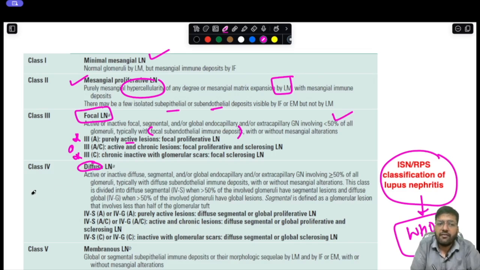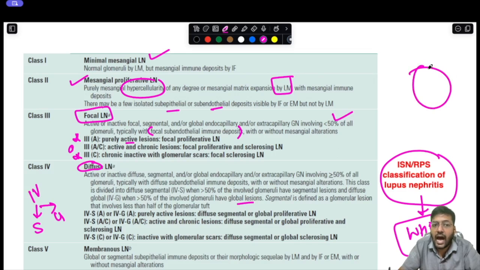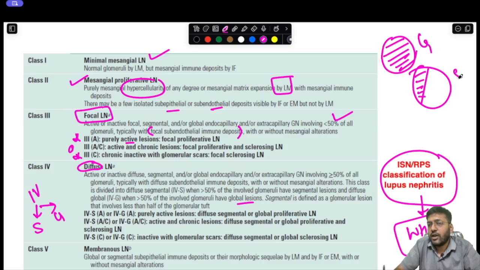Diffuse lupus nephritis, that is class 4, is again subdivided into segmental as well as global. Diffuse segmental means when more than 50% of the involved glomeruli have segmental lesions, and diffuse global means when more than 50% of the involved glomeruli have global lesions. Segmental is defined as a glomerular lesion involving less than half of the glomerular tuft. For example, this much is involved by the disease. This is segmental. But if, for example, in a glomerulus this entire part is involved, then it becomes global. So I hope the difference between global and segmental is clear. Class 4 can again be segmental as well as global, and just like the focal variety, it can either be active as well as chronic, or only chronic.